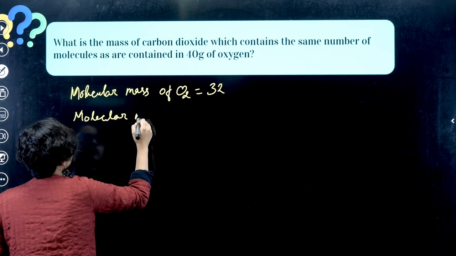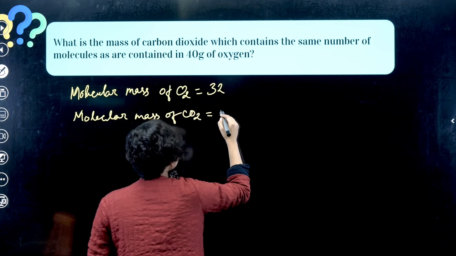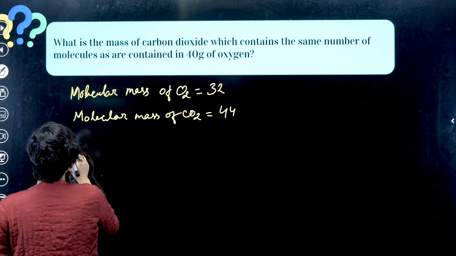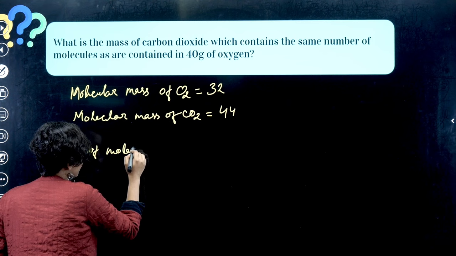Molecular mass of CO2: 16 plus 32 is 44. Makes sense? Okay, great. Now let's find out the number of molecules of O2.